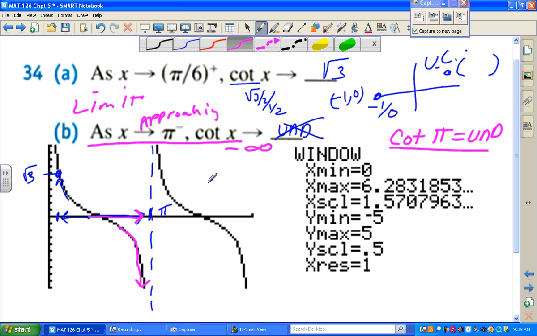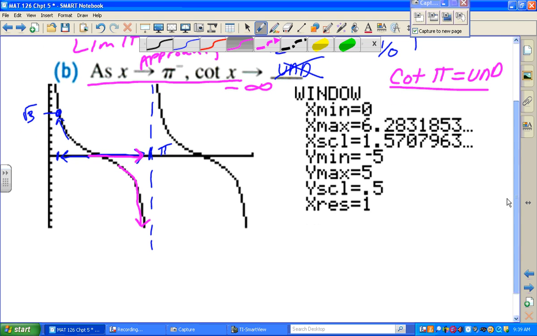You only know that from the graph. That is the only way you can answer this question. Okay? If the question said x is approaching pi from the right, where's y going? It's going to positive infinity. Okay? Some people are really good. They can use this graph for both.